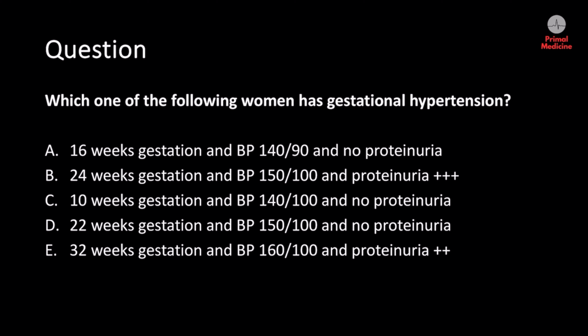in the urine. So you're more than welcome to pause the video and we'll be going through the correct answer option and why the others are incorrect. The correct answer is option D, 22 weeks gestation, blood pressure 150/100 and no protein in the urine.